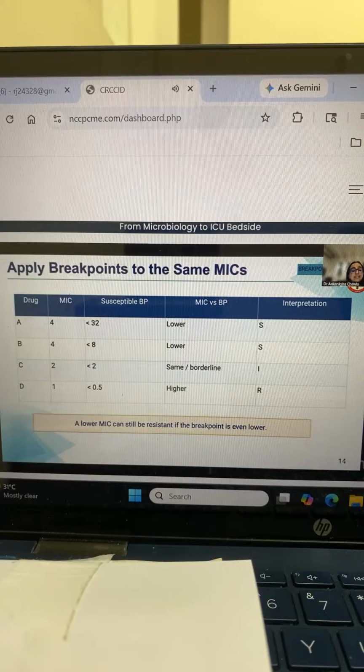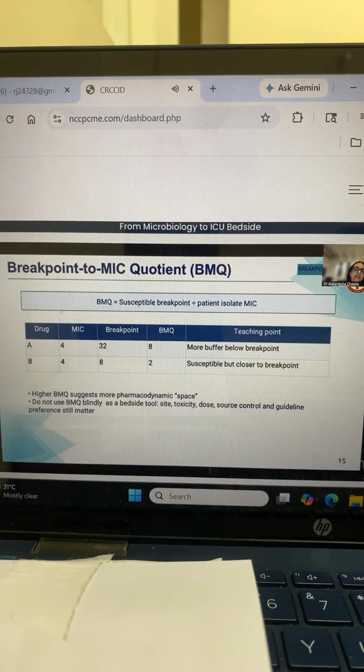And for antibiotic D, the MIC is actually higher than the breakpoint because the breakpoint is less than 0.5. So your drug has become resistant. So a lower MIC can still be resistant if the breakpoint is even lower. You must remember this. Now, how do you integrate this into your practice?